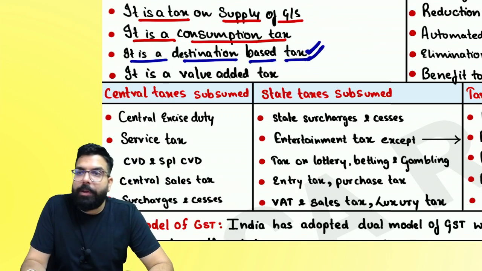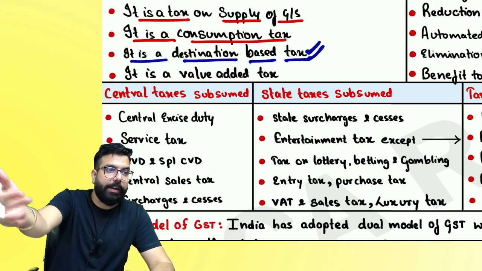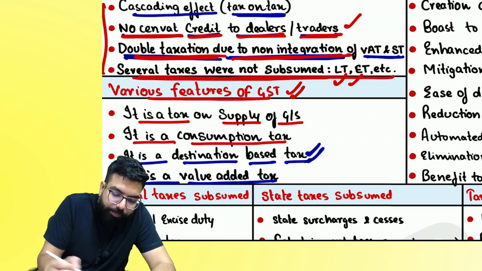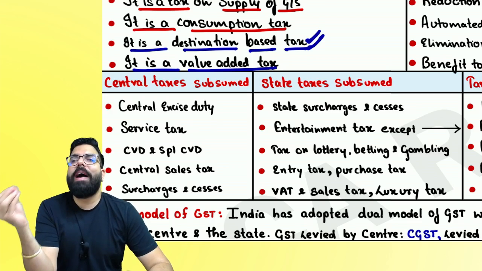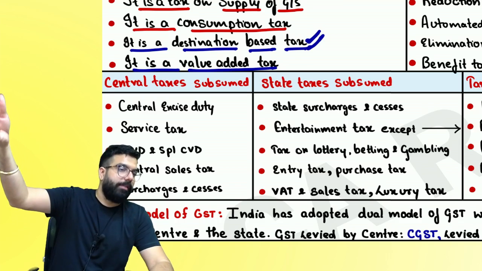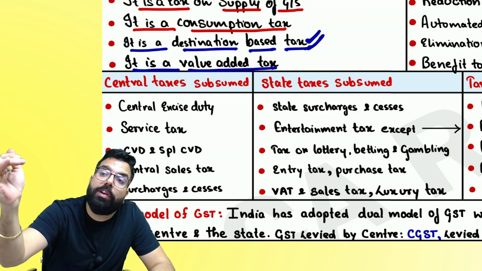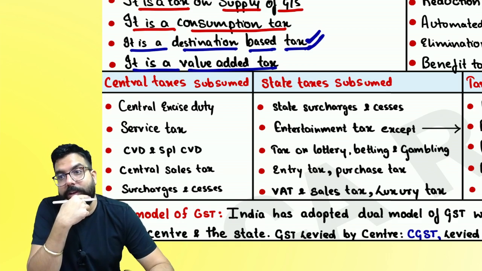Did you understand the meaning of destination based taxation? I will come to it a little later. It's a value added tax. Means GST is a... Sir, you told VAT is gone. Value added tax, correct? Earlier it was called VAT, which was a tax. But now the VAT principles have been adopted in GST. Sir, what do you mean by VAT principles adopted in GST?